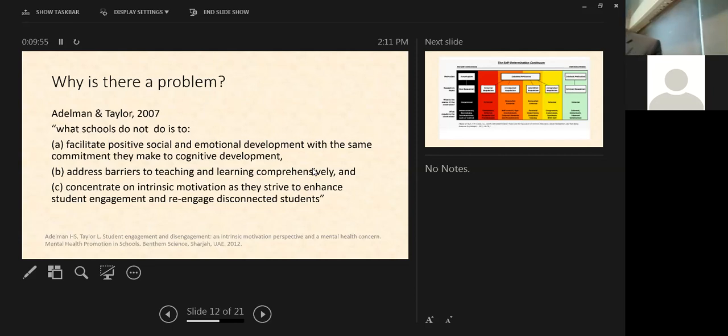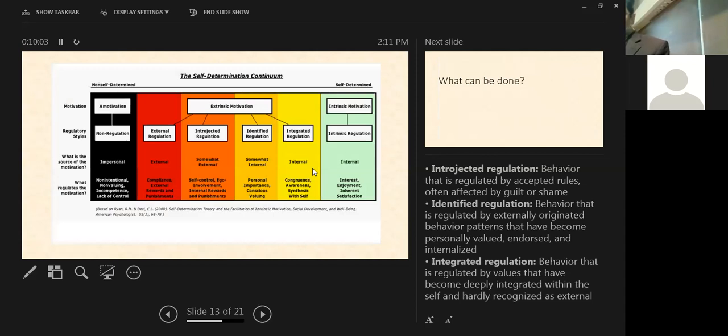Okay. Sounds like a lot in terms of words. Let me simplify it a bit. This is a model proposed by Deci and Ryan. Some of you may be familiar with it. Pretty famous. It breaks down intrinsic motivation. Their work was entirely on motivation. And they defined a continuum of extrinsic and intrinsic motivation.